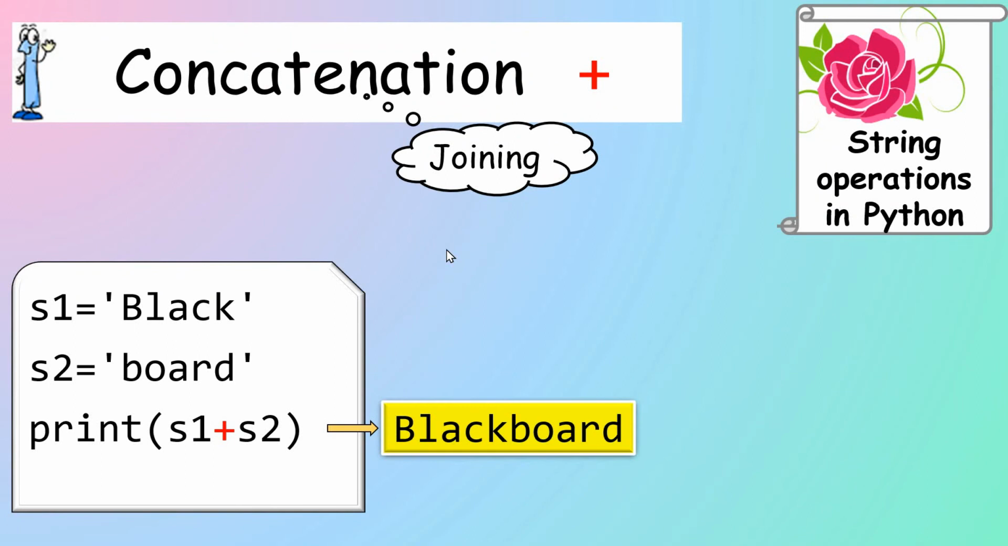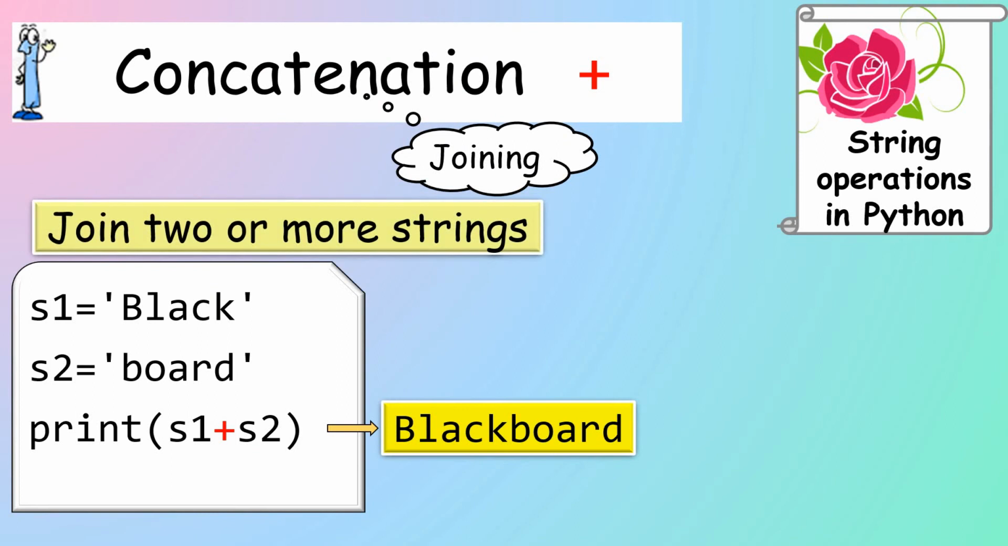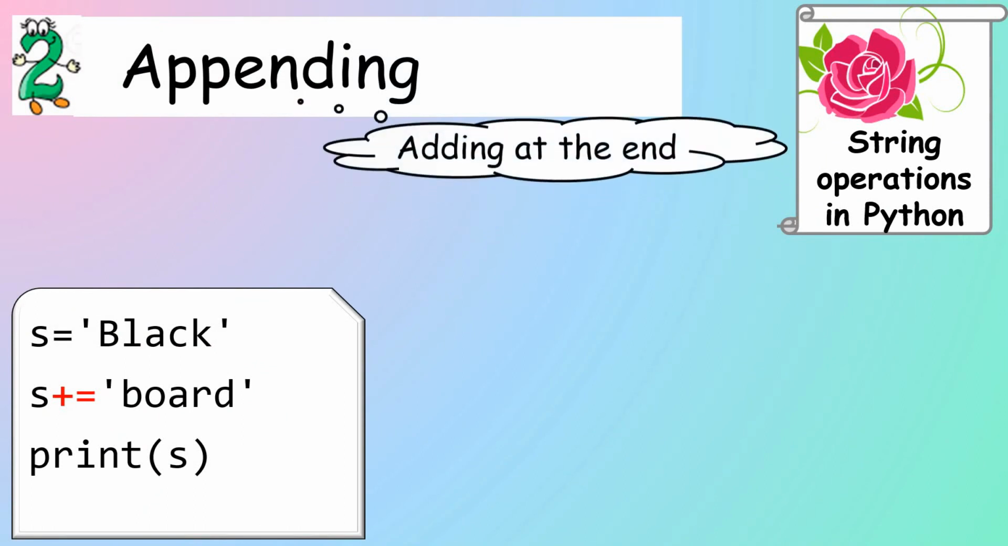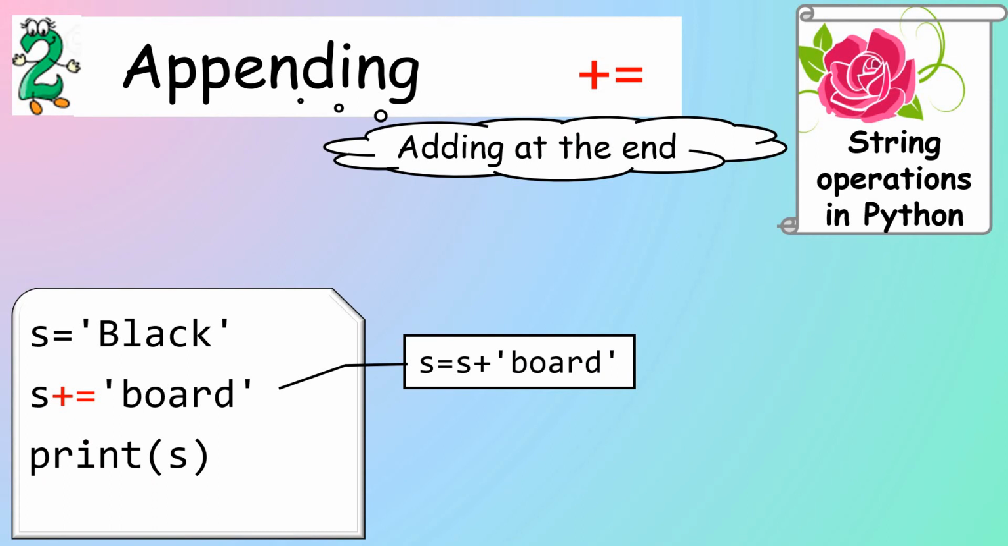The concatenation operation is used to join two or more strings together. The next operation is appending. Appending means adding at the end. The operator is plus equal to, addition equal to. Look at the example. S is equal to black. S plus equal to board. The statement S plus equal to board is the short form of S is equal to S plus board.